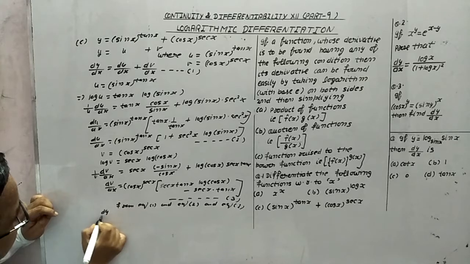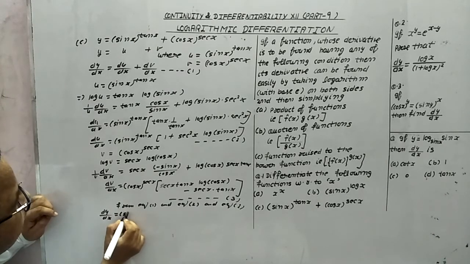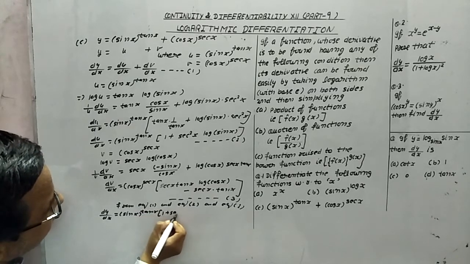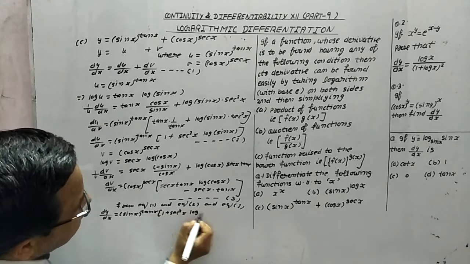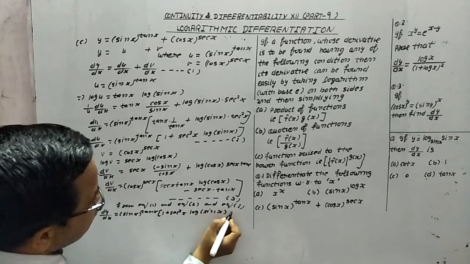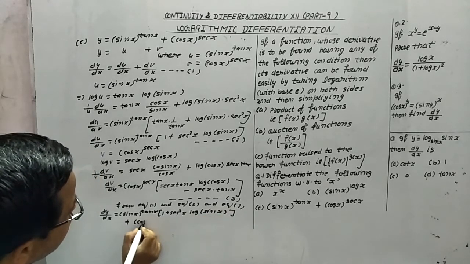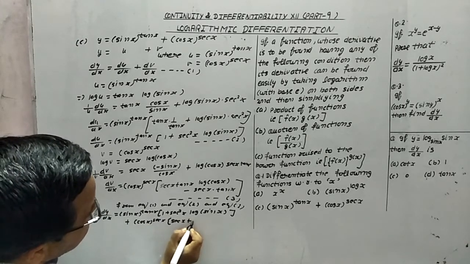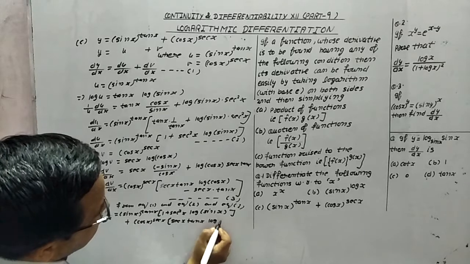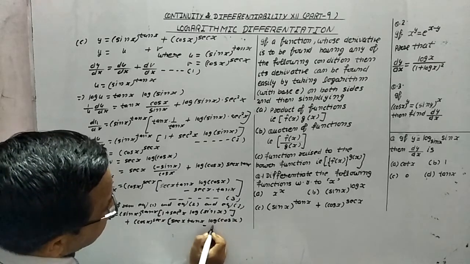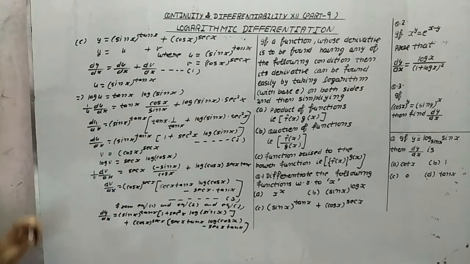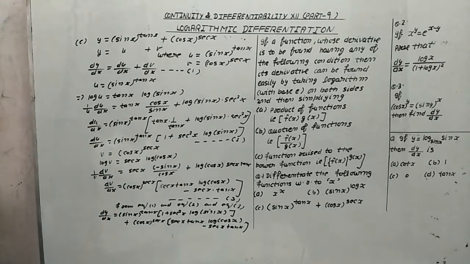So dy by dx is equal to, what does this become? (Sin x) whole raised to power 10x and 1 plus sec square x log sin x, and then this is plus, what does this become? (Cos x) raised to power sec x, and this is sec x tan x log cos x, and this is minus sec x tan x, and this is the answer of this question. So let's start with the other part. This is question number 2.